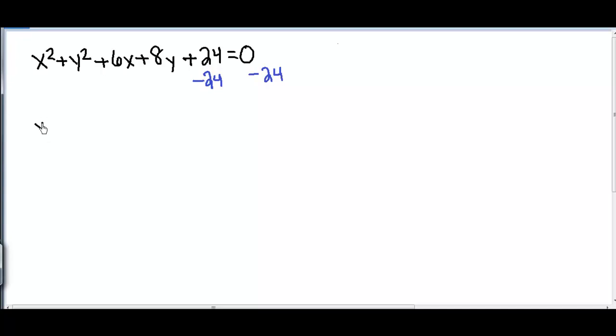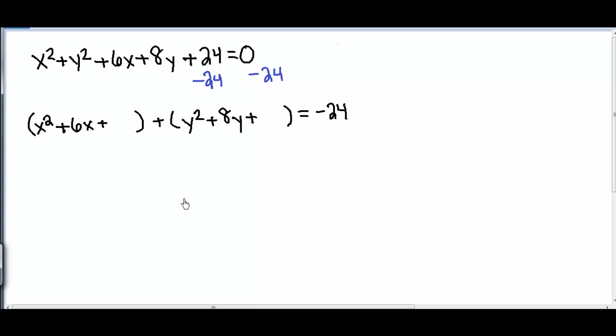The next thing I want to do is group my x terms together with my y terms because this is going to be important when we complete the square. So I'm just going to put x squared plus 6x together and leave some space for that third term. And then I'll put y squared plus 8y together and leave space for that third term as well. And now, since we subtracted, we have negative 24 on the other side.